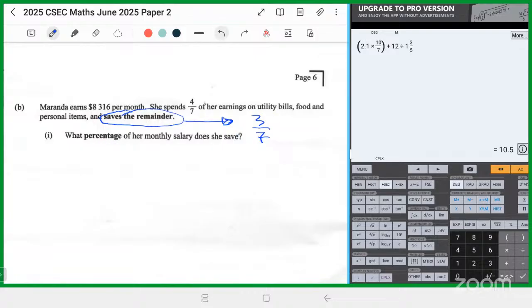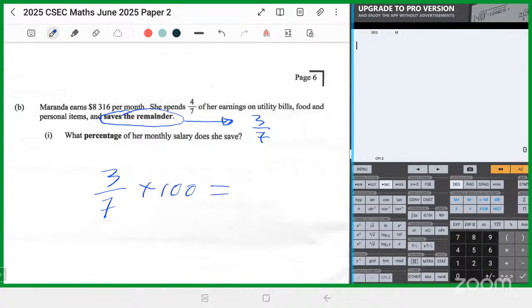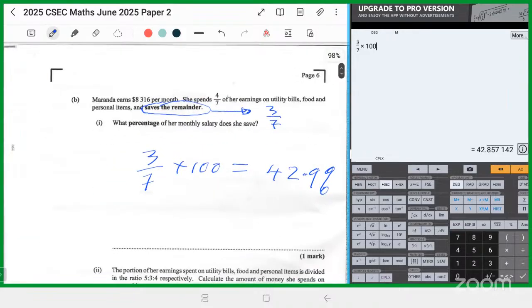So this 3/7, they want as a percentage. As a fraction, to get a percentage you multiply by 100. So it's 3 over 7 multiplied by 100. That's 42.9%, to 3 significant figures. All right, 1 mark for that.